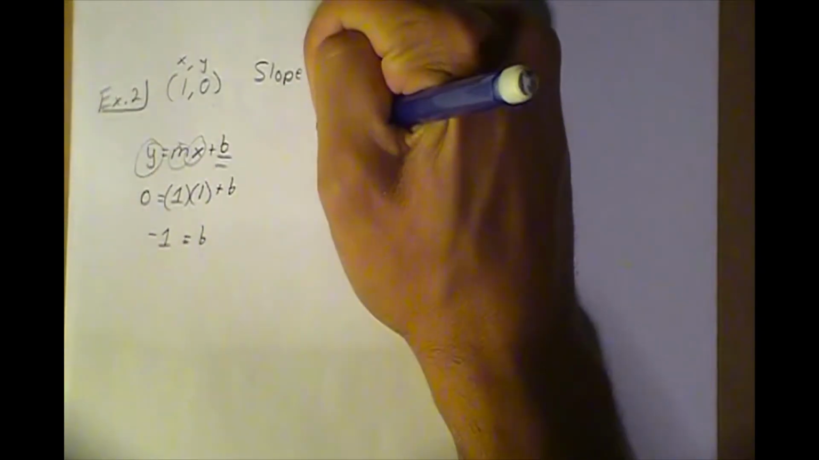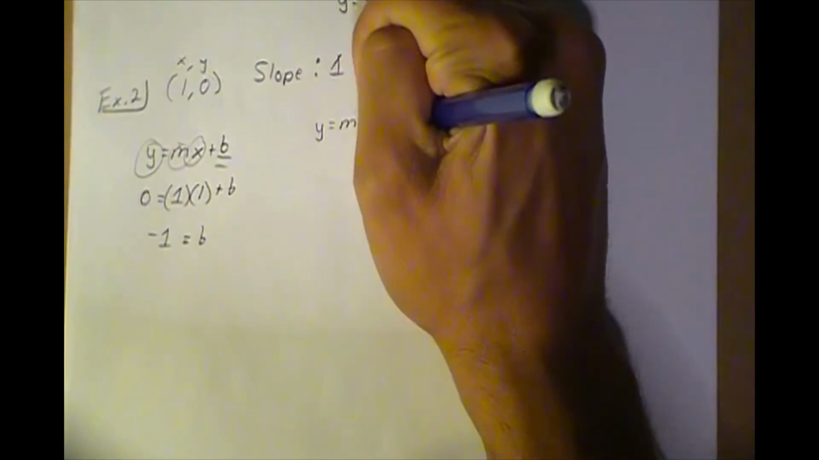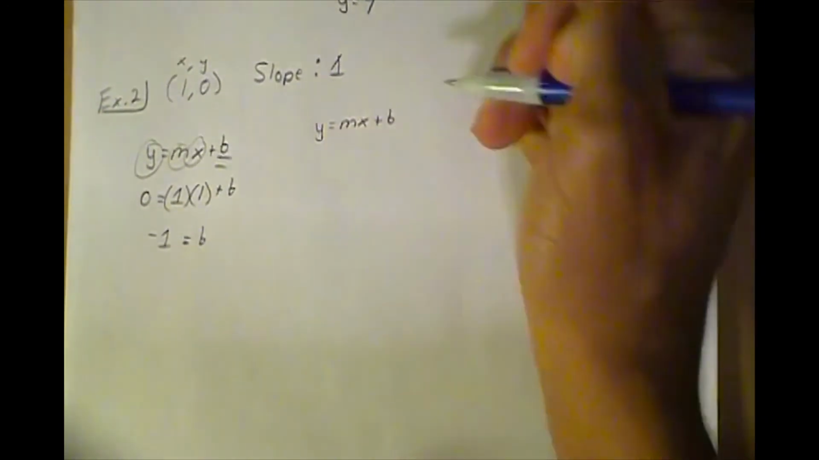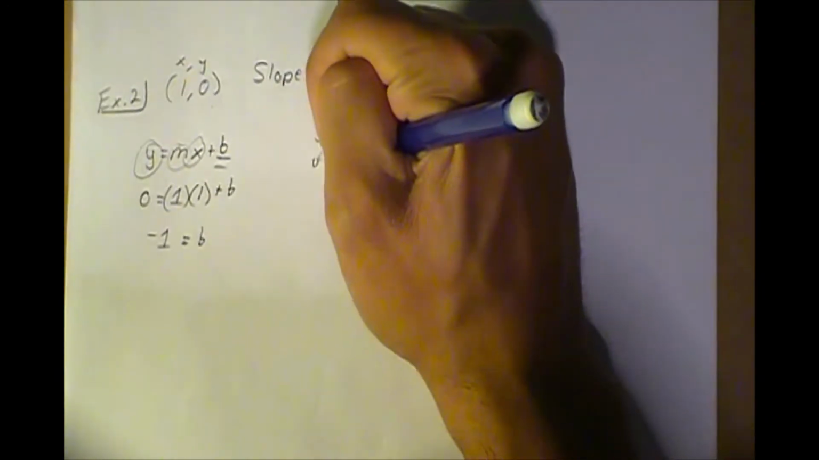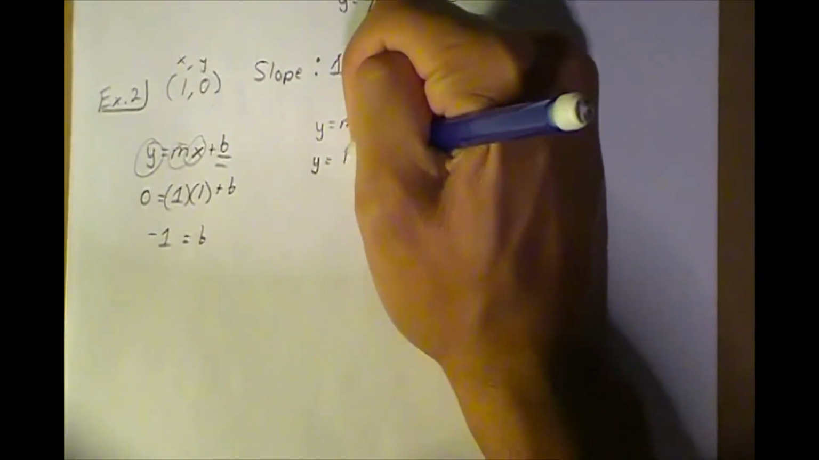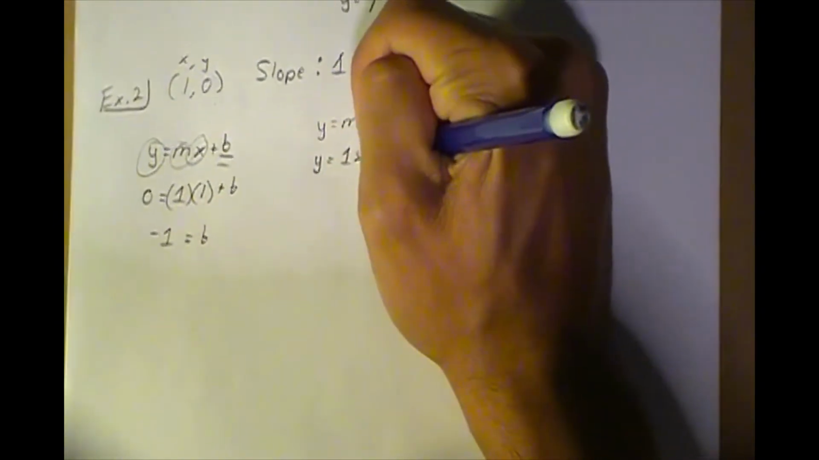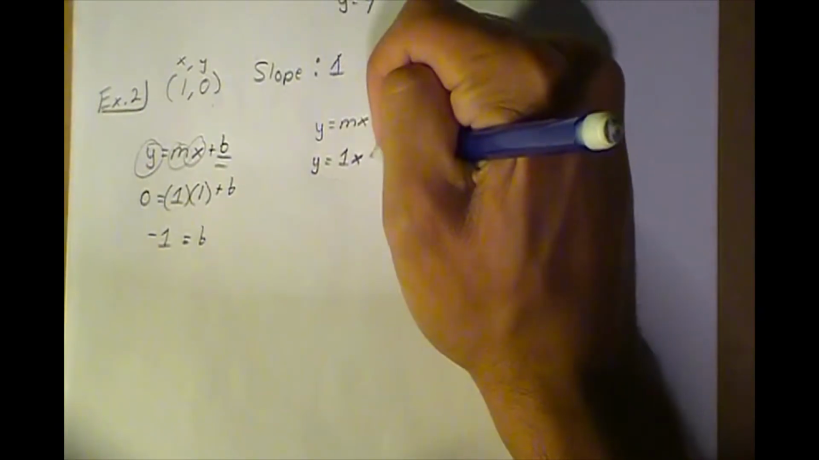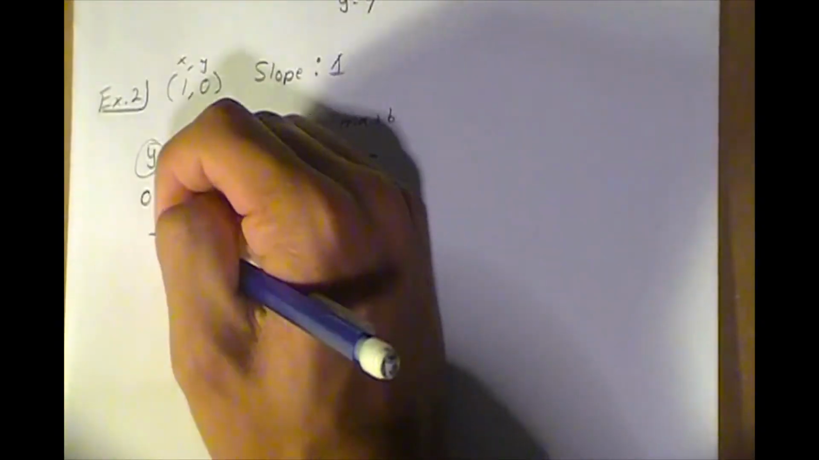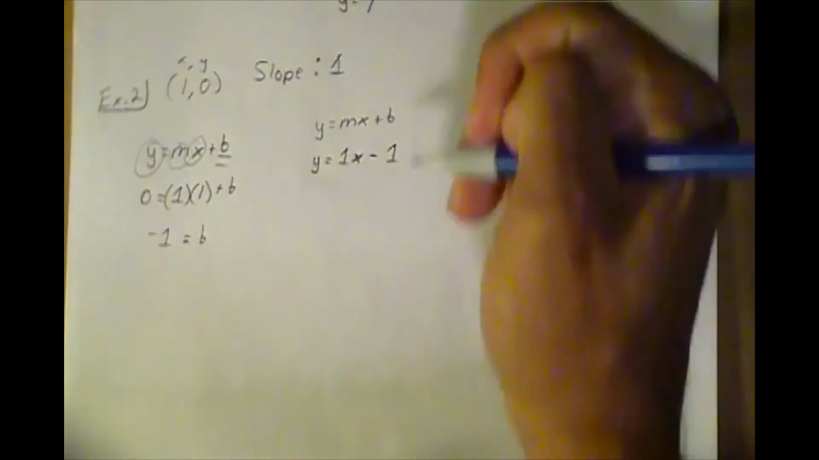Now, we'll just rewrite the equation again over here. Y equals mx plus b. And now we have the values that matter. We have the slope, which is 1. And we have x. And because b is negative, we'll write -1.